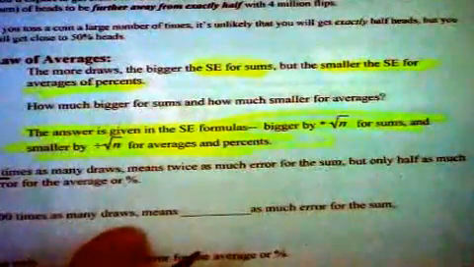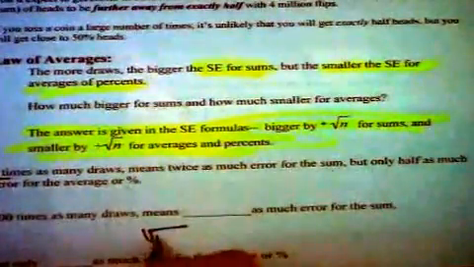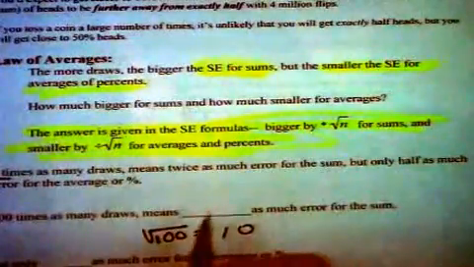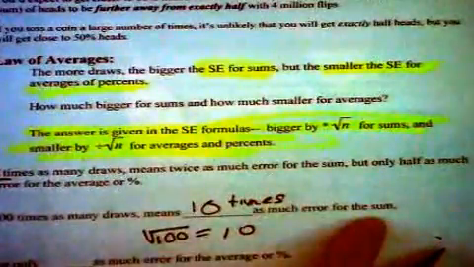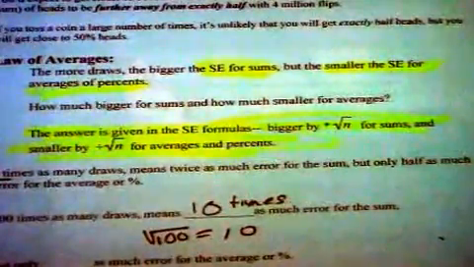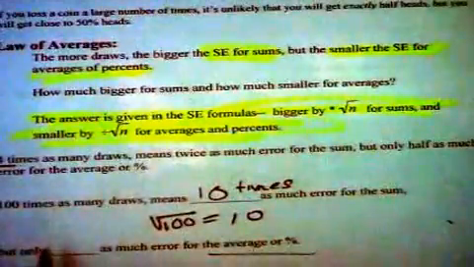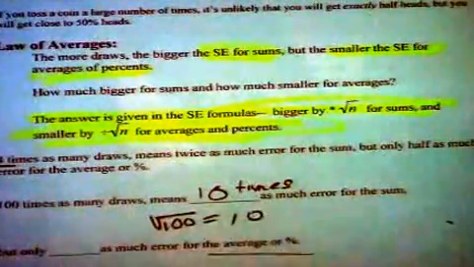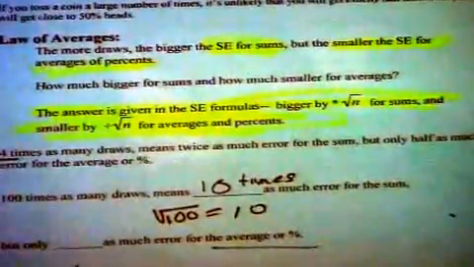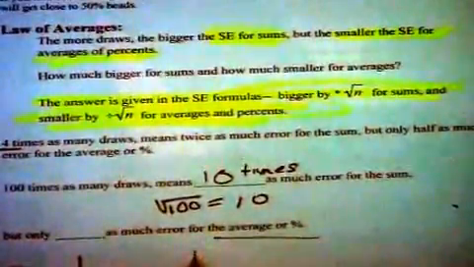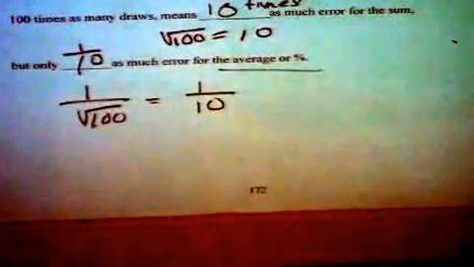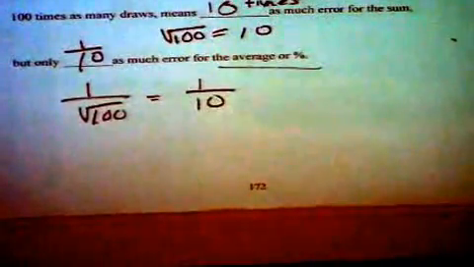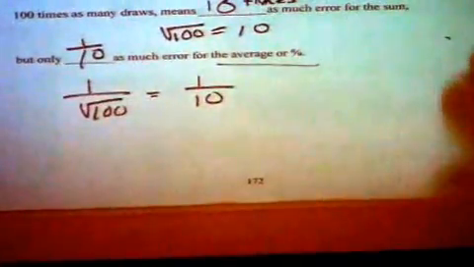So 100 times more draws means what? The square root of 100, which is equal to 10 times, means 10 times as much error for the sum, but only what for the average or percent? Not 10 times, but 1 over 10 times as much. Let me walk you through this and you'll understand. So let's turn the page and I'll walk you through it slowly.